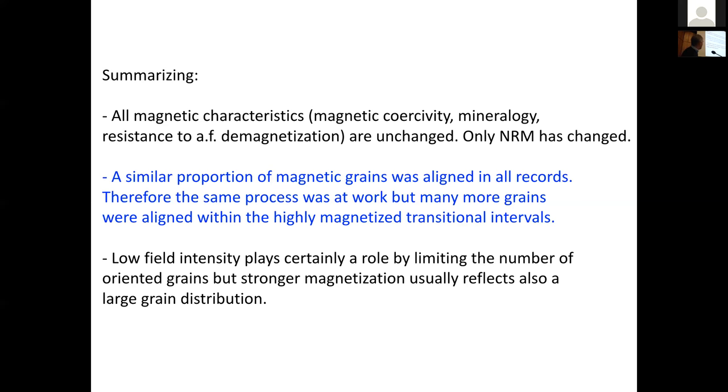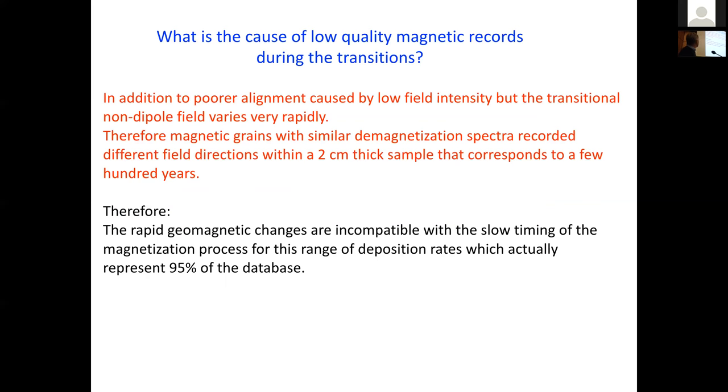So the low field intensity certainly plays a role by limiting the number of oriented grains. But a stronger magnetization usually reflects also probably a larger grain size distribution or even a different magnetic behavior. The hypothesis of the low field intensity doesn't really explain why we would not be able to demagnetize such strongly magnetized samples. So what I think is that the problem comes from the field geometry itself.